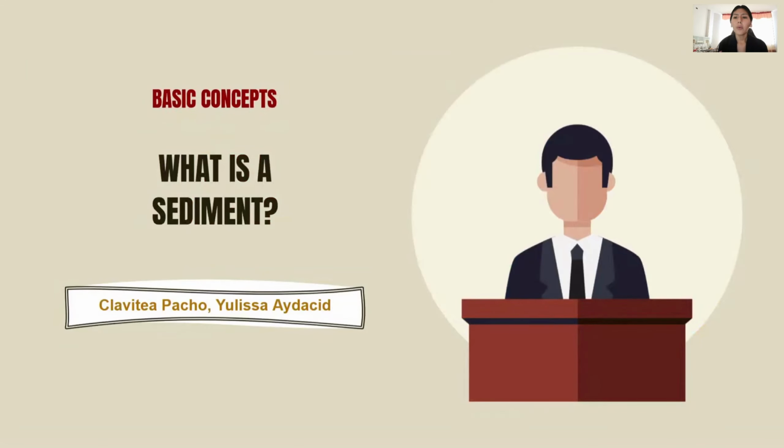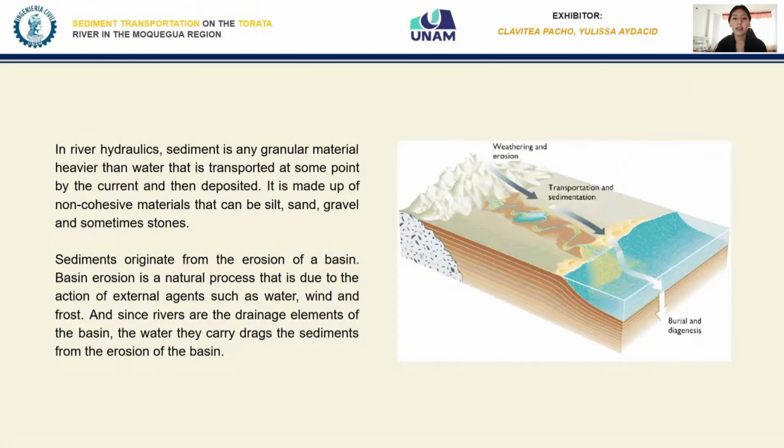Basic concepts. What is a sediment? In river hydraulics, sediment is any granular material, heavier than water, that is transported at some point by the current and then deposited. It is made up of non-cohesive materials that can be silt, sand, gravel, and sometimes stones.